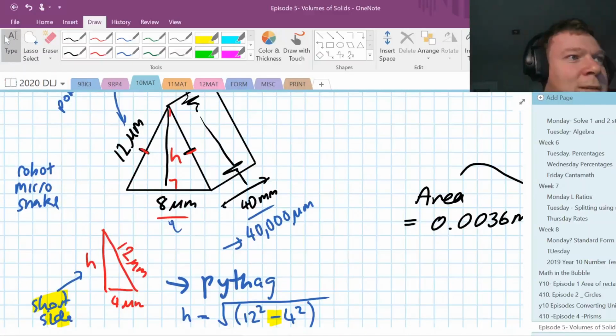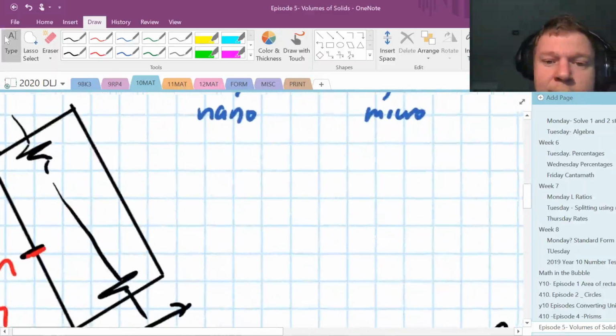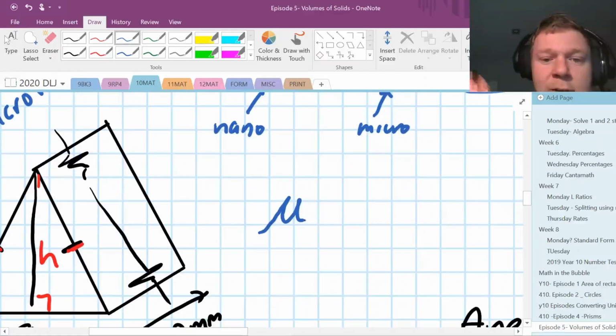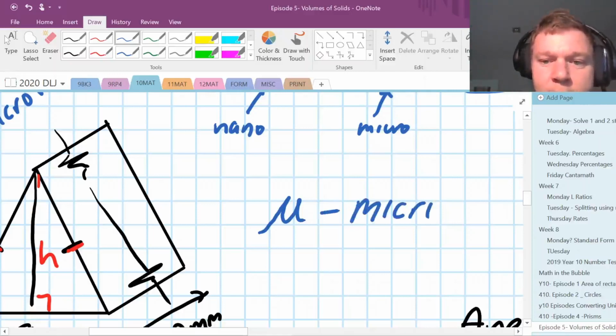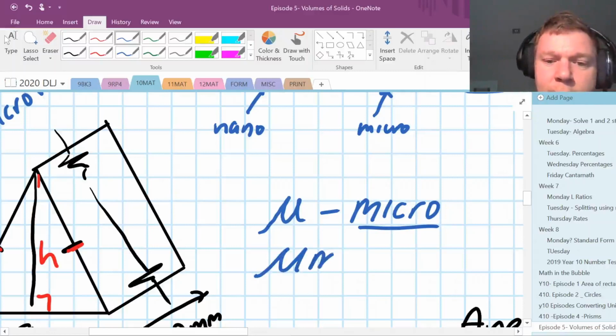Leilani asks, do you have to write the first M differently because they're both millimeters? So micrometers, I don't know if I've done it clear enough, but the M looks like a curly U. Micro. So you do micrometers.